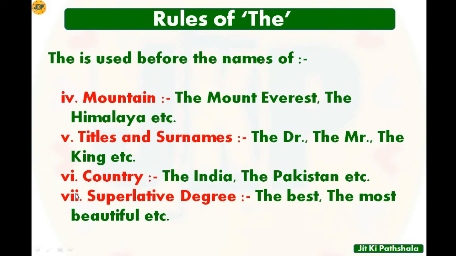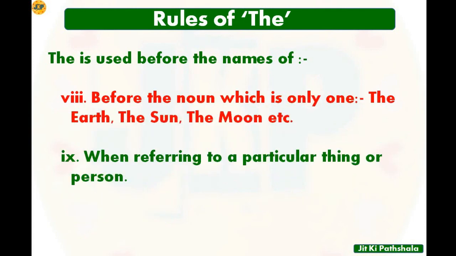Number 7, superlative degree. Before the superlative degree, we use the. For example, the best, the most beautiful, etc. Number 8, before the noun which is only one in this entire world, we use the. For example, the earth, the sun, the moon, etc. And at last, number 9, when we are actually talking about a particular thing or a particular person, or you can say some important thing, in that case we use the.